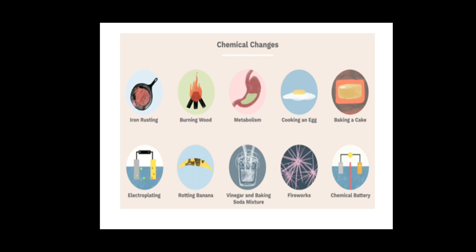Here are some more examples. Rusting of iron and burning of wood. Not only the wood, most of the burnings are all chemical changes. Metabolism, which means the digestion of food.